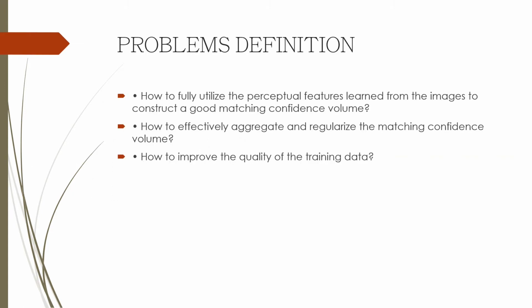In the case of multi-view stereo, we need to face a lot of issues. Some of the major problems the paper is trying to solve are: first, the perceptual features learned from the image to construct good matching confidence. How can we fully utilize this perceptual feature? The second is how effectively we can aggregate and regularize the matching confidence. And the third problem is how we can improve the quality of the training data.